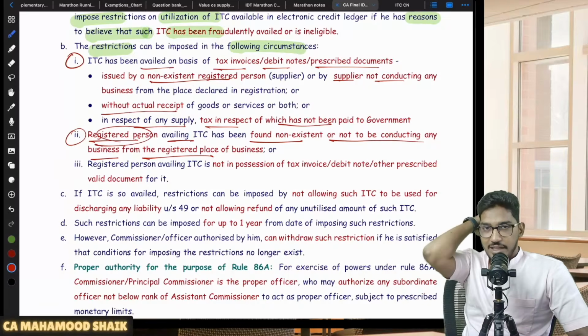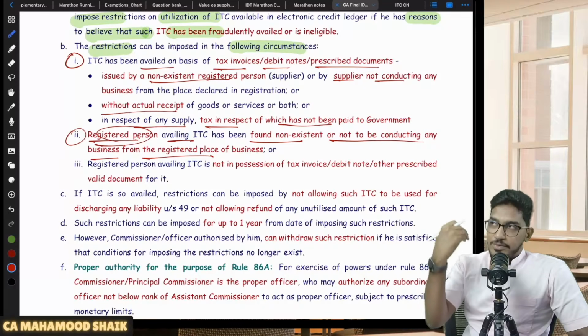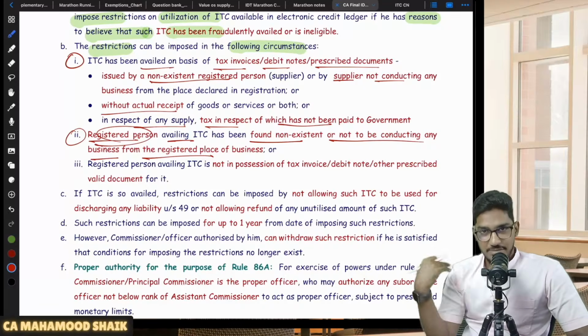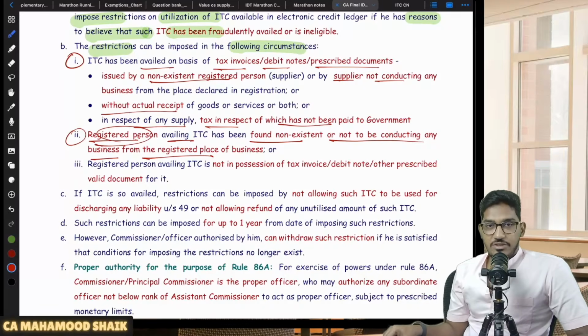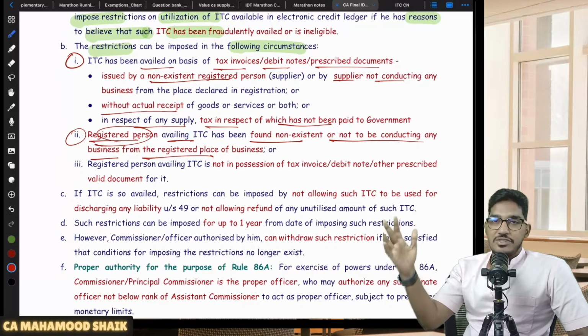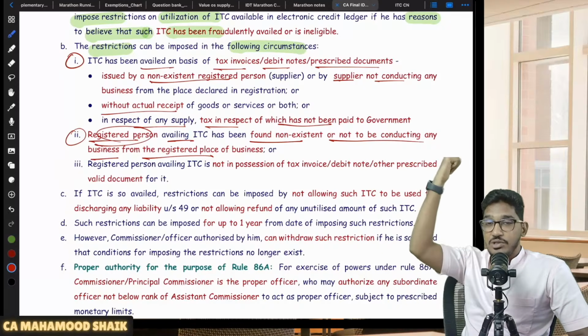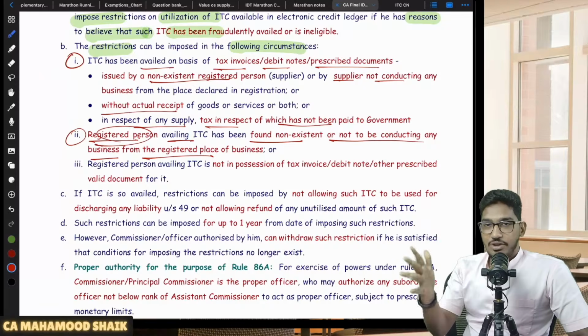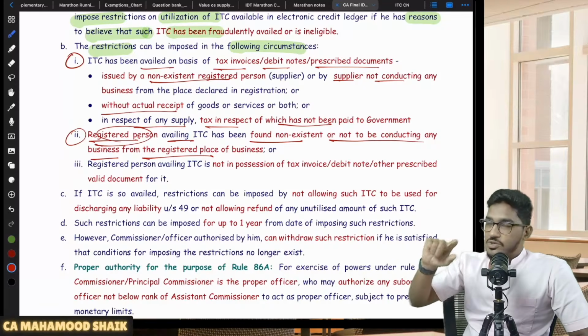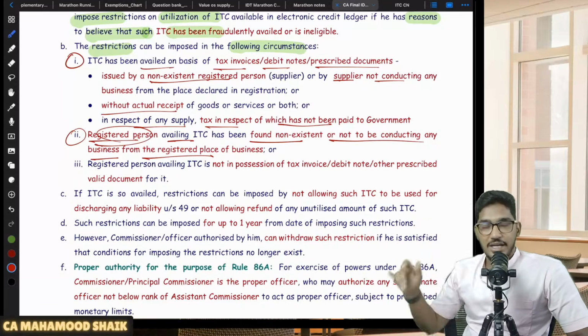Recently this happened with one of my clients. Not one of my clients; after he got stuck with the issue, then he became my client. He changed his place of business. When they came for verification at that place of business, his business was not there. He had shifted it but did not inform. He did not do the amendment of registration of core fields. So now this is the case here. They have restricted the complete ITC.